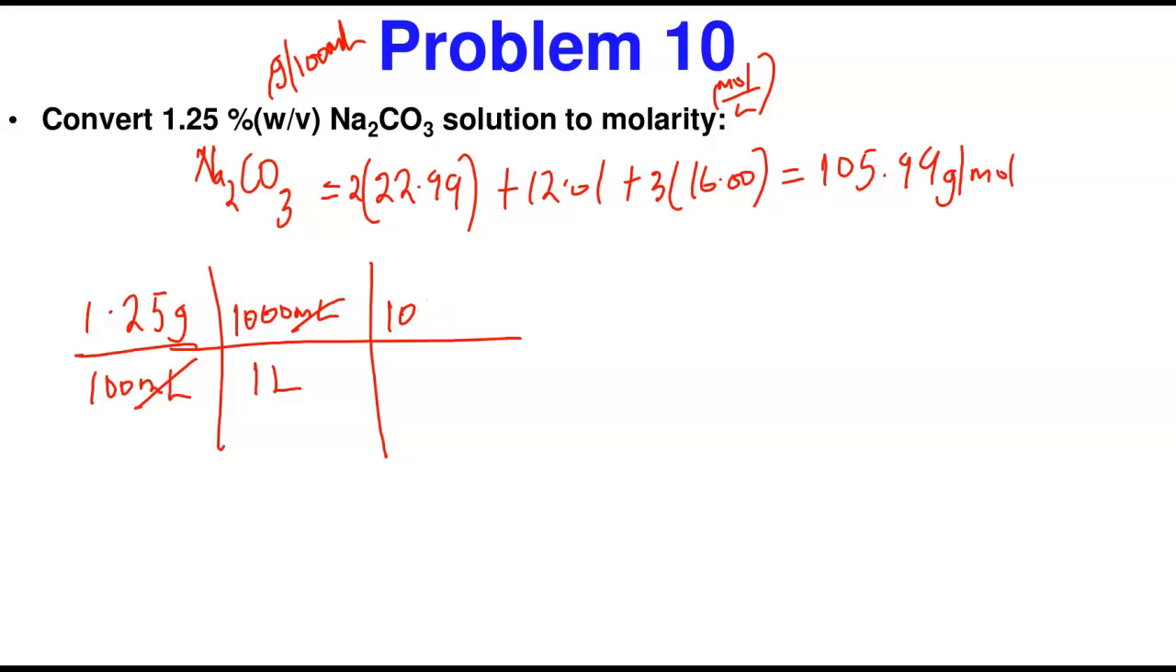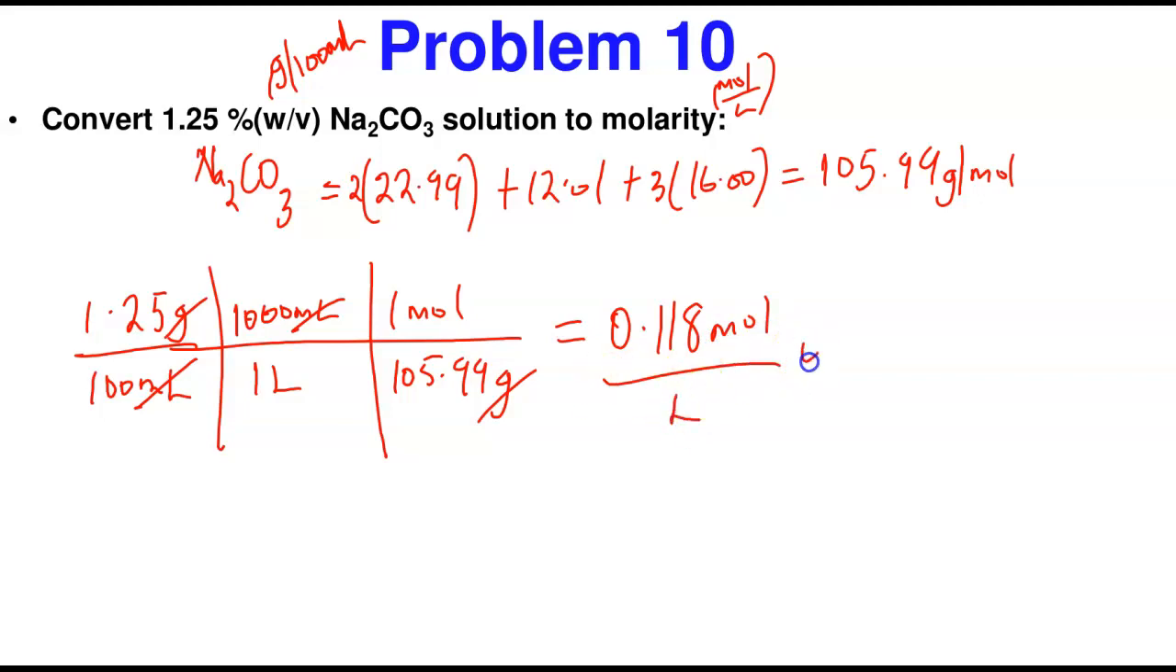So it's going to be, of course, you want the mole to be on top because the mole is here. So this is going to be 1 mole over 105.99 grams. Again, grams cancel grams now, and that makes it correct. And then we have moles over liter, and that is what we're looking for. If you put all these things together, you're going to get 0.118 moles per liter, or you can say 0.118 molar, capital letter.